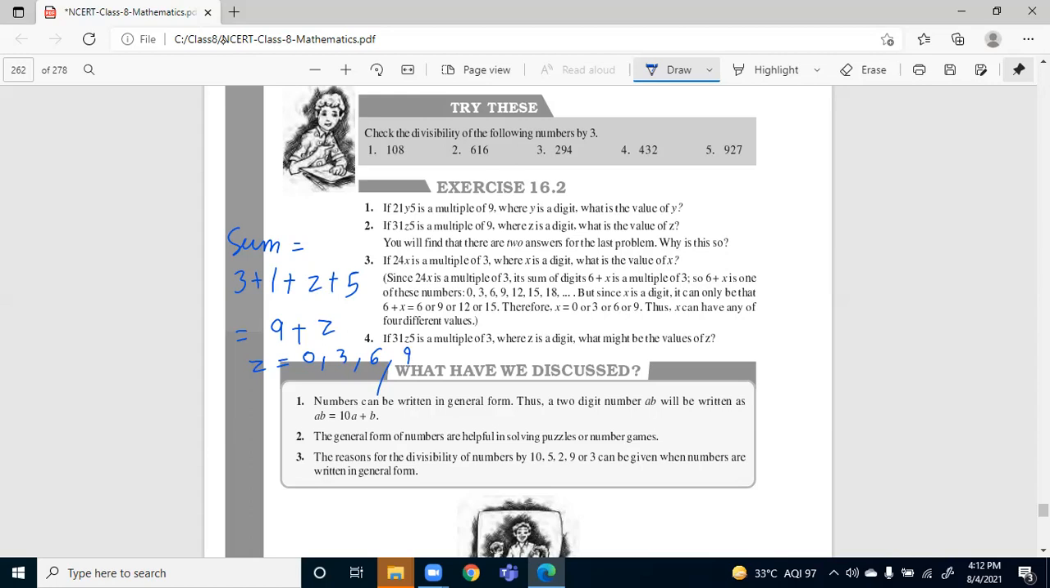So please don't miss any of the values because it carries marks. If it is of 2 marks and you miss two values, then you will be getting only 1 mark, even if it is right. So do take each and every value. So that completes our chapter Playing with Numbers.